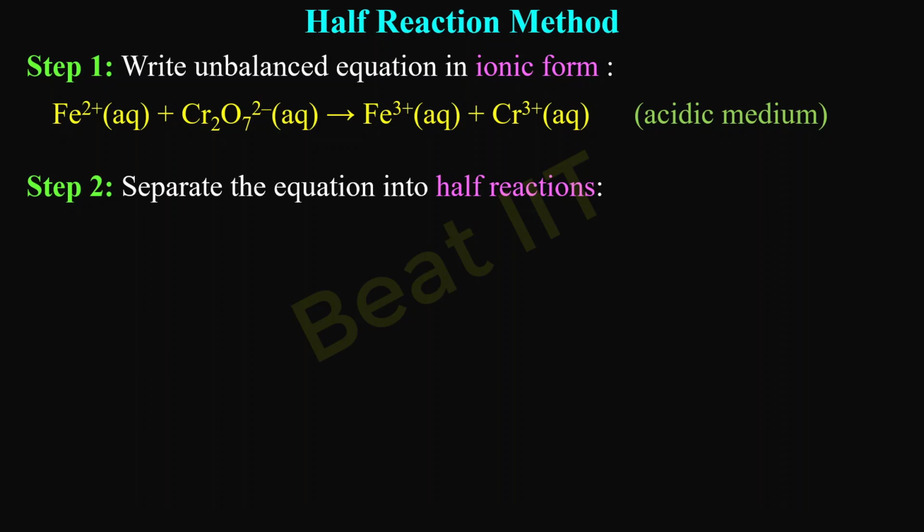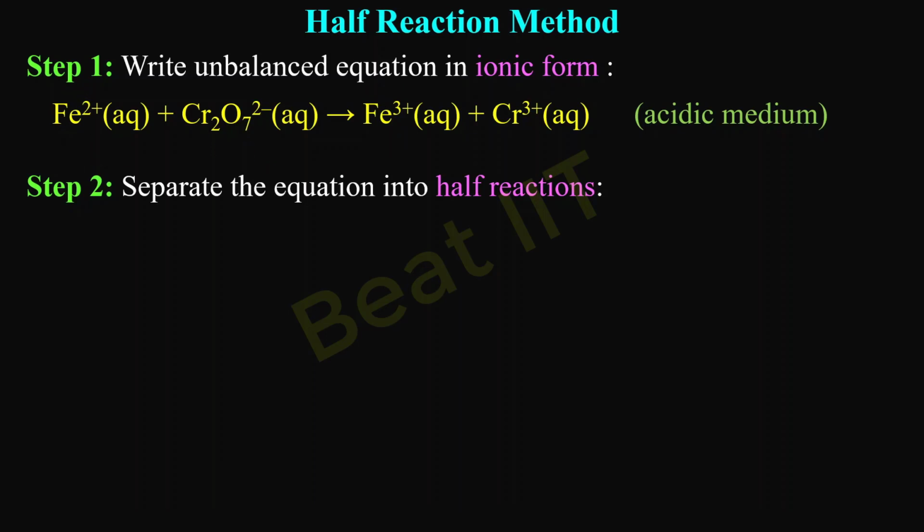Second step is to separate the equation into half reactions. Half reactions means oxidation half and reduction half. So if you see here, iron here and iron here, oxidation state is changing from +2 to +3. It means this is oxidation half. So I will say this is oxidation half.